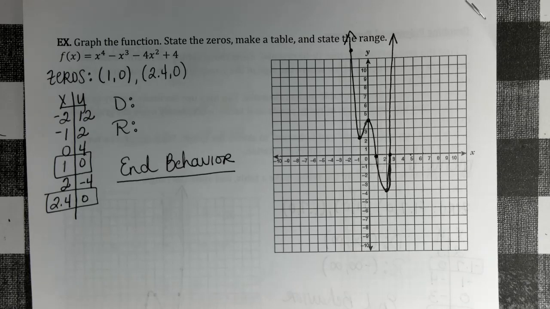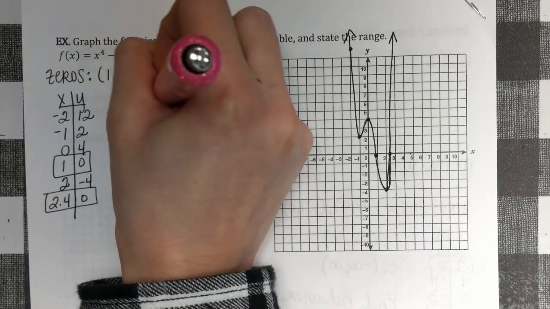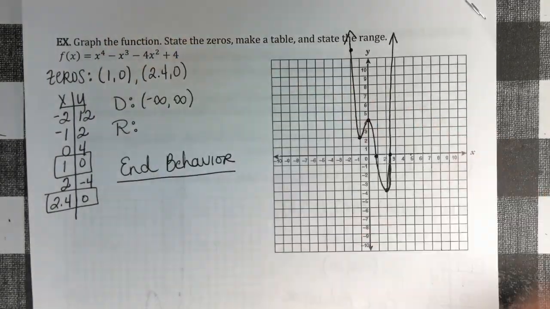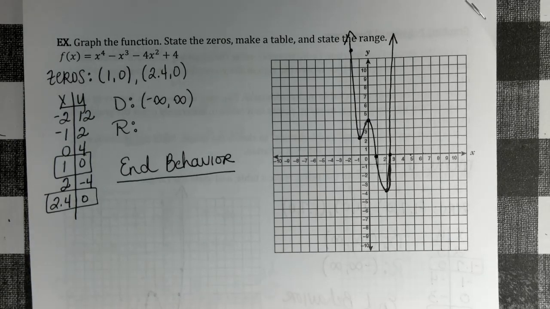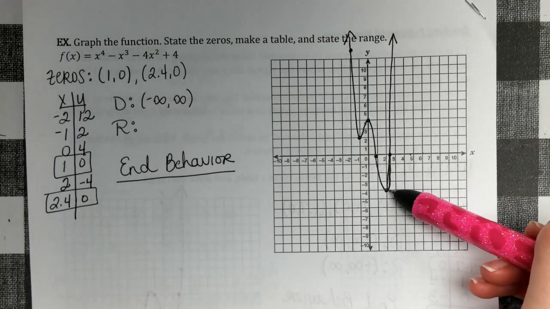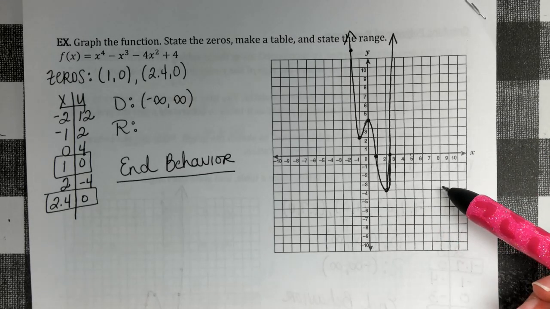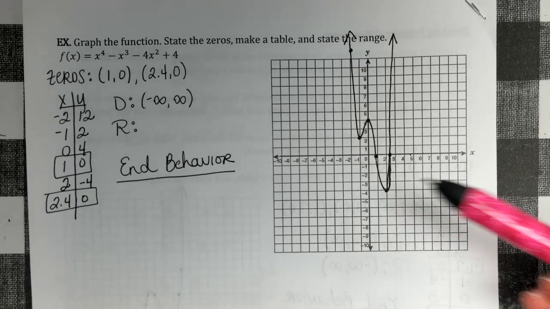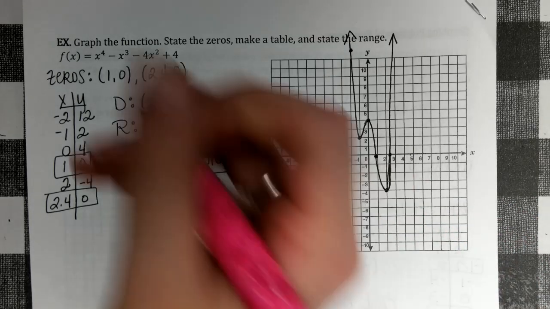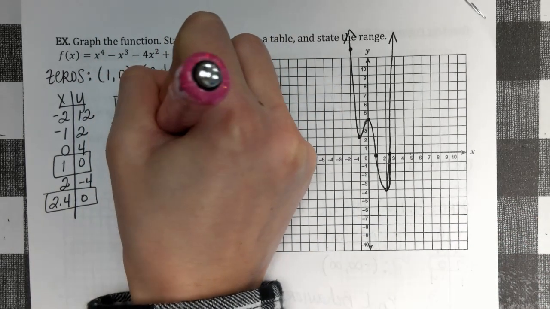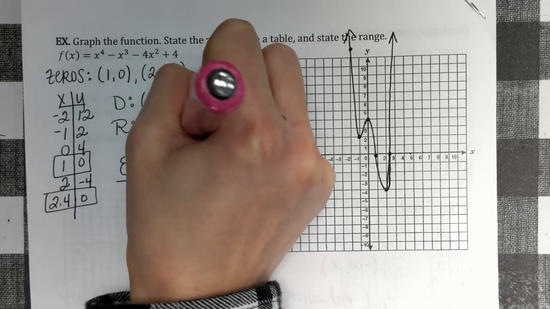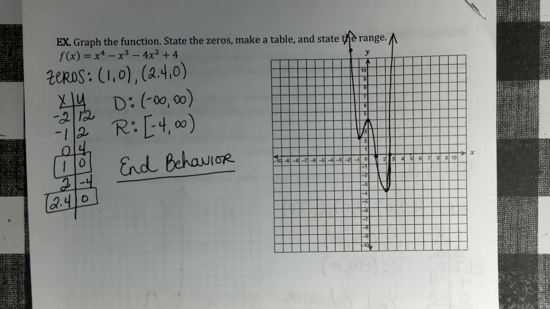So once you graph that, what's my domain? Negative infinity to positive infinity. Now this time with my range, bottom to top, do I have a bottom boundary? Yeah, I do. Where's it at? Negative 4. So what would my range be? Negative 4 to positive infinity. Okay?